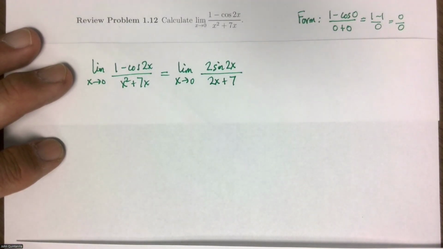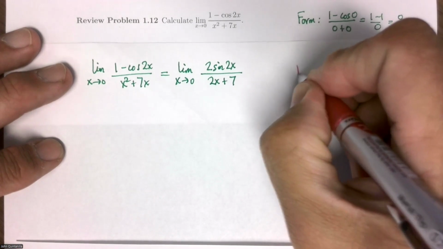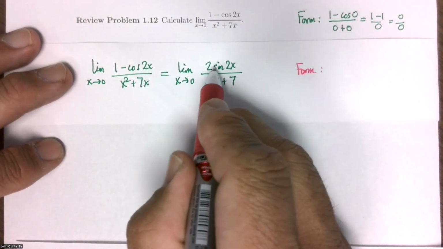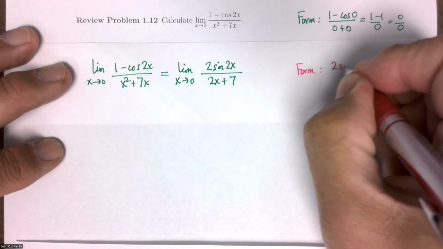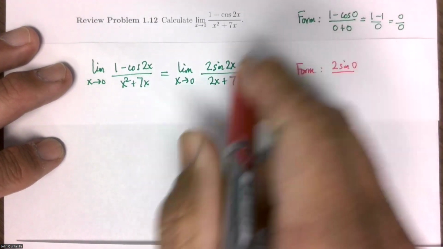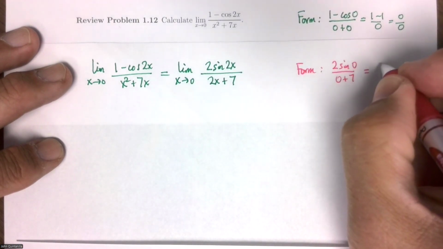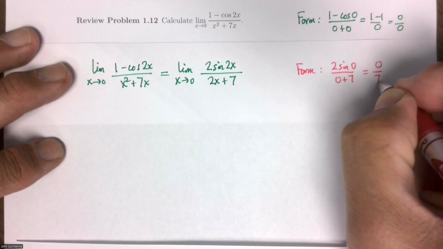Okay, now what's the form of this? If I plug in x equals 0, I get 2 times the sine of 0. And on the bottom, if I plug in 0, I get 0 plus 7. So that's equal to 0 over 7.